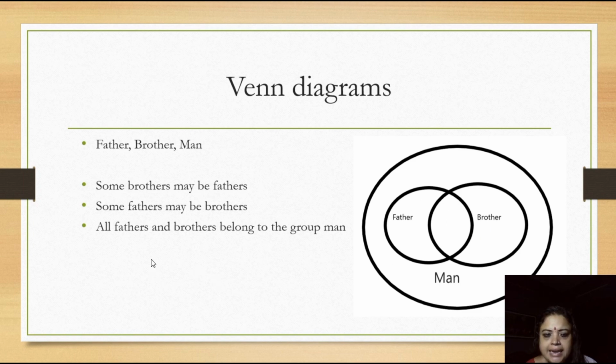Now let us see the last statement. All fathers and brothers belong to the group man. In fact, brother belongs to the group man, father also belongs to the group man. Therefore, we have the larger circle called man. So you can see here that this pictorial relationship between items or between persons can help us solve many of the logical relationship problems. In fact, in this video I have added previous year question papers which have come for Venn diagrams. We will see them.